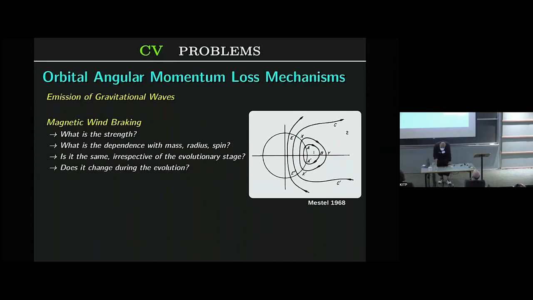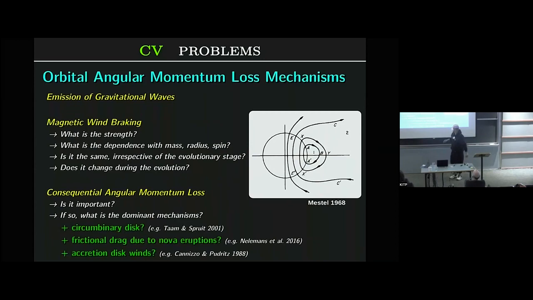And there's also consequential angular momentum loss, which is a consequence of the mass transfer process. This is also expected to be important, but we don't actually know what should be the dominant mechanism operating in CVs. Do circumbinary disks matter, or maybe the interaction between the nova ejecta and the donor, or winds from the accretion disk, or the mass loss from the CV? So we have several models, but we don't really know which one of them is dominant, or if we need to have all of them combined to explain the observations.